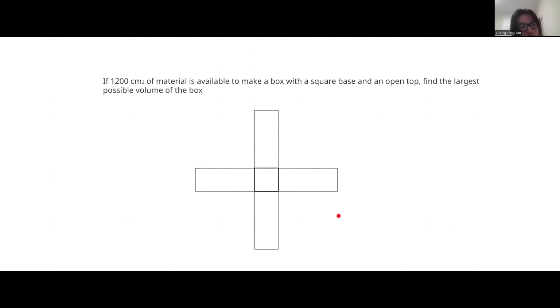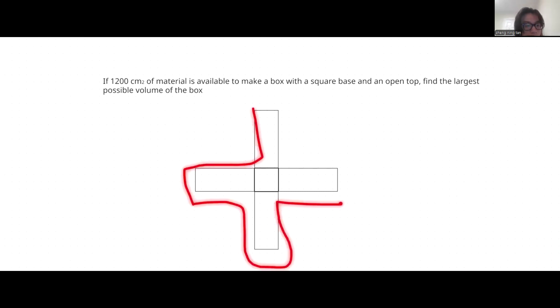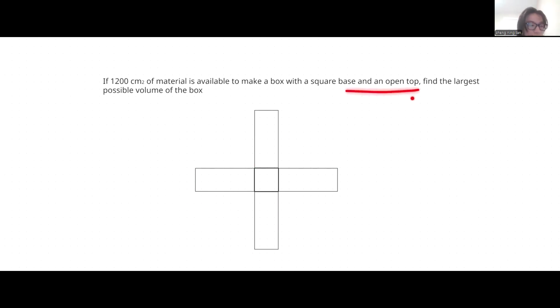If 1,200 square centimeters of material is available to make a box with a square base and an open top, find the largest possible volume of the box. So this is an expanded view of a box. Note that it is mentioned in the title that this is a box without a top. So it has only one bottom.